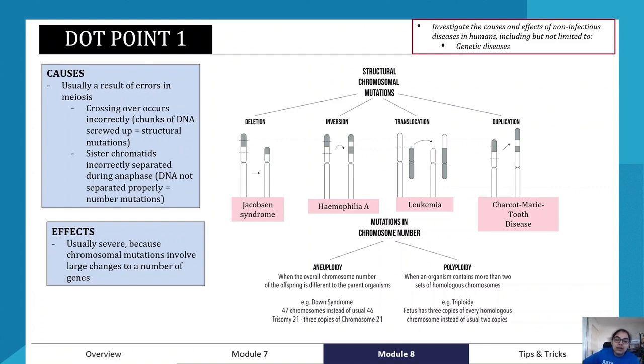So that's aneuploidy. Now, polyploidy is when an organism contains more than 2 sets of homologous chromosomes. So a fetus, for example, could have 3 copies of every homologous chromosome instead of just 2.